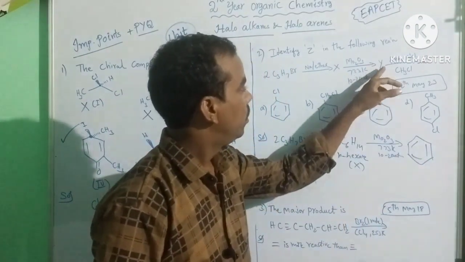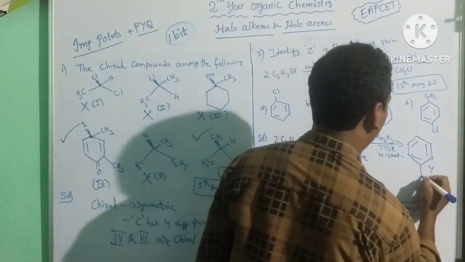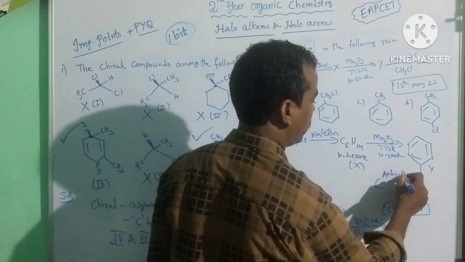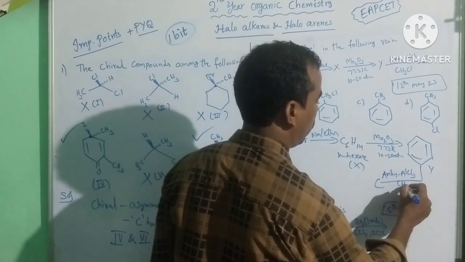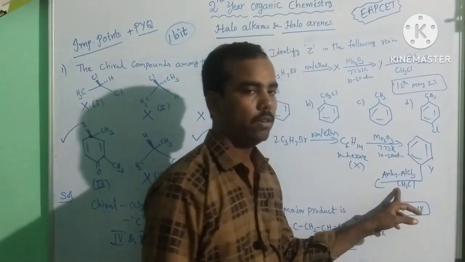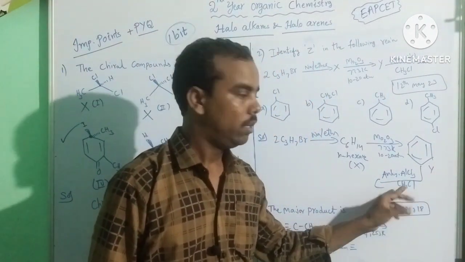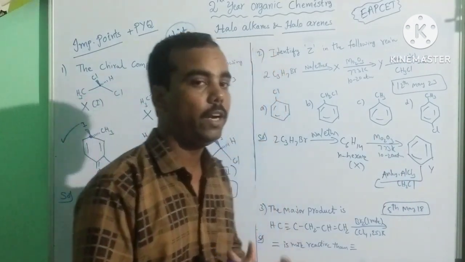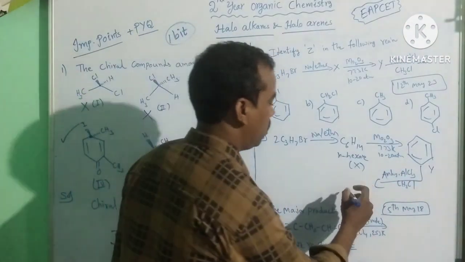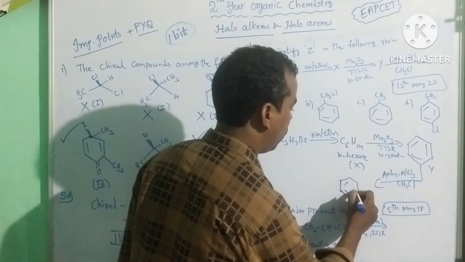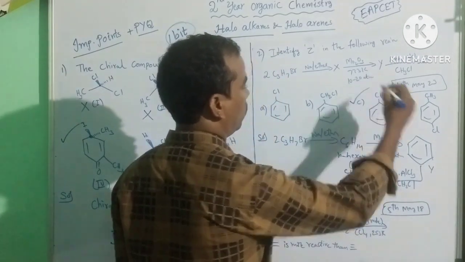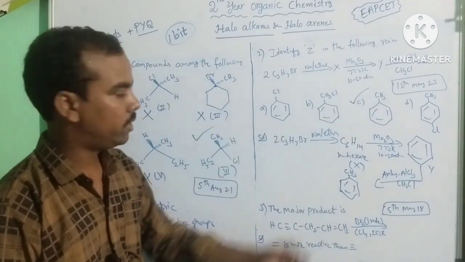Next, it is Y. It reacts with anhydrous AlCl3 and methyl chloride. It is alkylation, Friedel-Crafts alkylation. Benzene reacts with methyl chloride in the presence of anhydrous AlCl3. It is Friedel-Crafts alkylation, so toluene is formed. Methyl benzene is formed. So the answer is methyl benzene, toluene. So option C is correct.